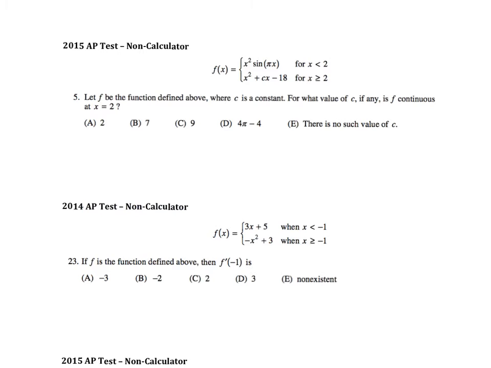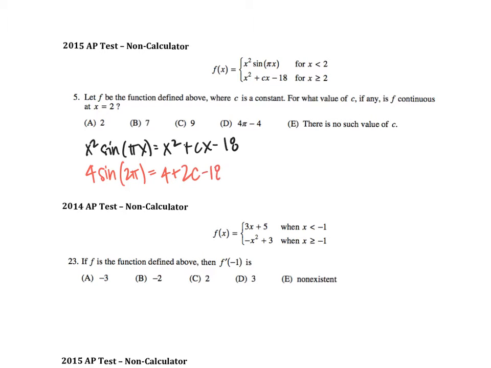but I think that's where they put the 1 came from. Okay, for my function to be continuous at 2, again, we are going to set the top function equal to the bottom function. So I've got x squared times the sine of pi x. It's got to equal x squared plus cx minus 18. When x is 2, I'm going to make a substitution. So I'd have 4 times the sine of 2 pi. It's going to equal 4 plus 2c minus 18.